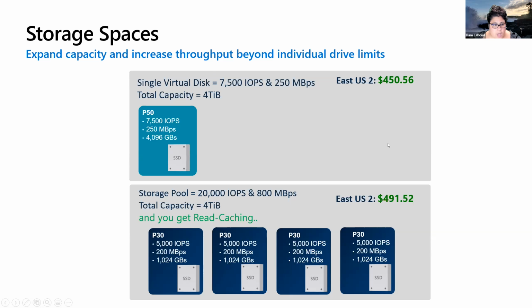So when it comes to price performance, usually going with P30s or P40s and striping them together in a storage pool is going to give you better bang for your buck than a single drive that meets your capacity needs. So really you want to be sizing for IO throughput rather than just capacity.